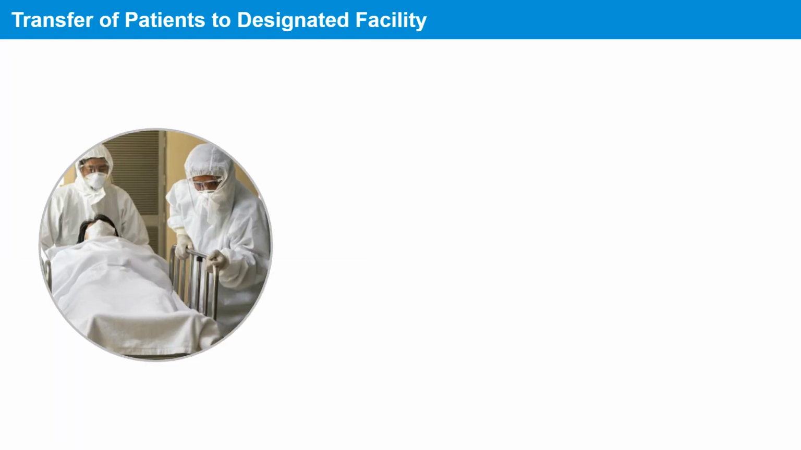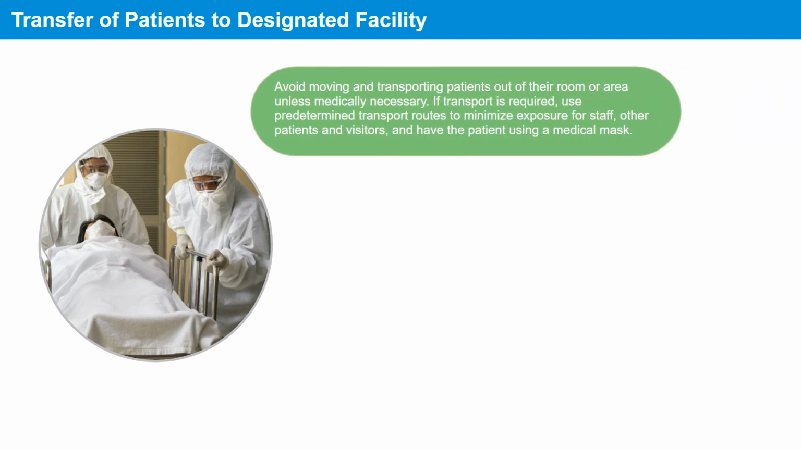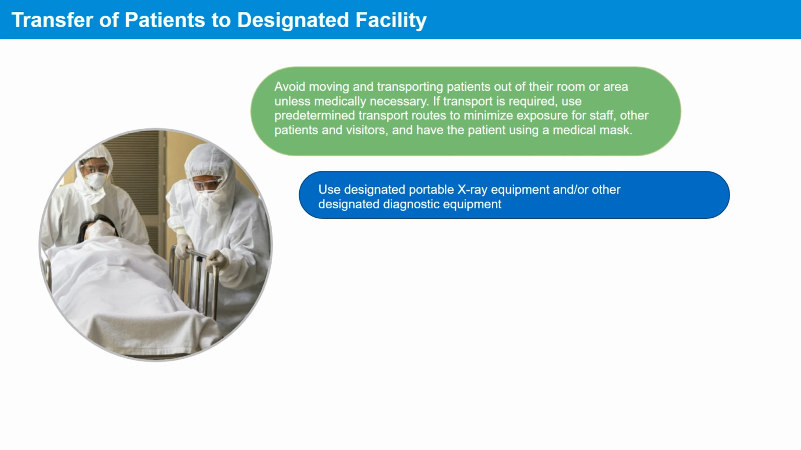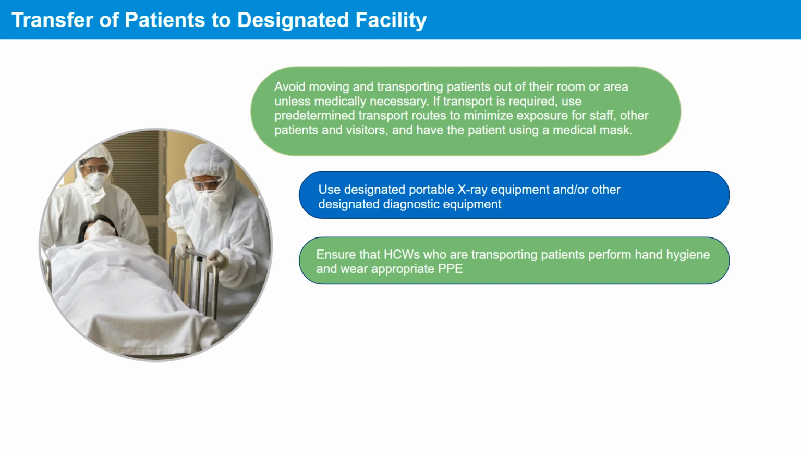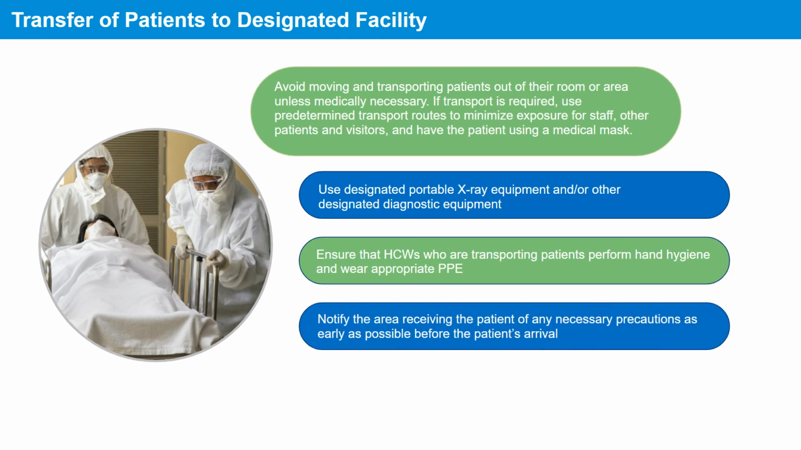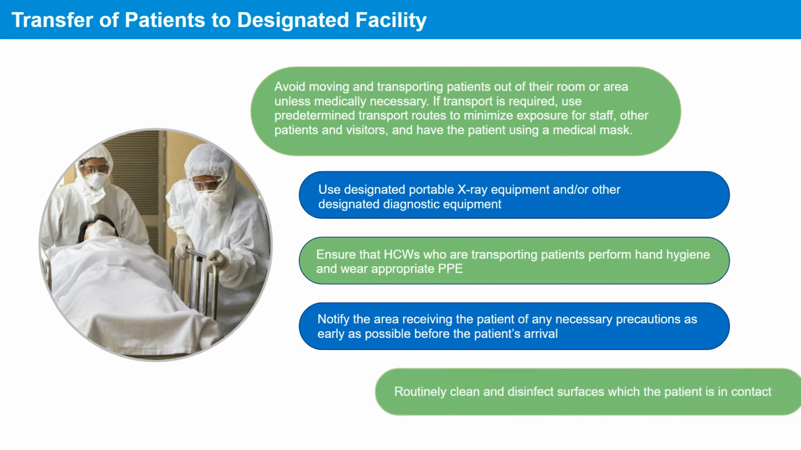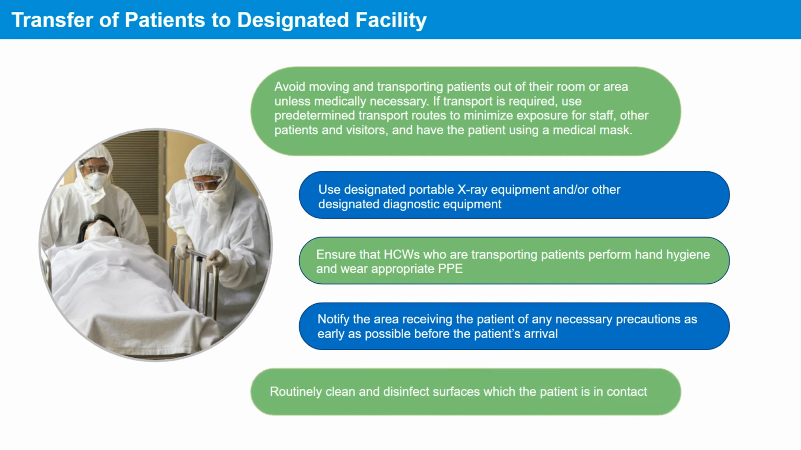The precautions to be followed when transferring patients to designated facilities include: avoid moving and transporting patients out of their room or area unless medically necessary. If transport is required, use predetermined transport routes to minimize exposure for staff, other patients and visitors, and have the patient wear a medical mask. Use designated portable X-ray equipment and or other designated diagnostic equipment. Ensure that HCWs who are transporting patients perform hand hygiene and wear appropriate PPE. Notify the area receiving the patient of any necessary precautions as early as possible before the patient's arrival. Routinely clean and disinfect surfaces with which the patient is in contact.